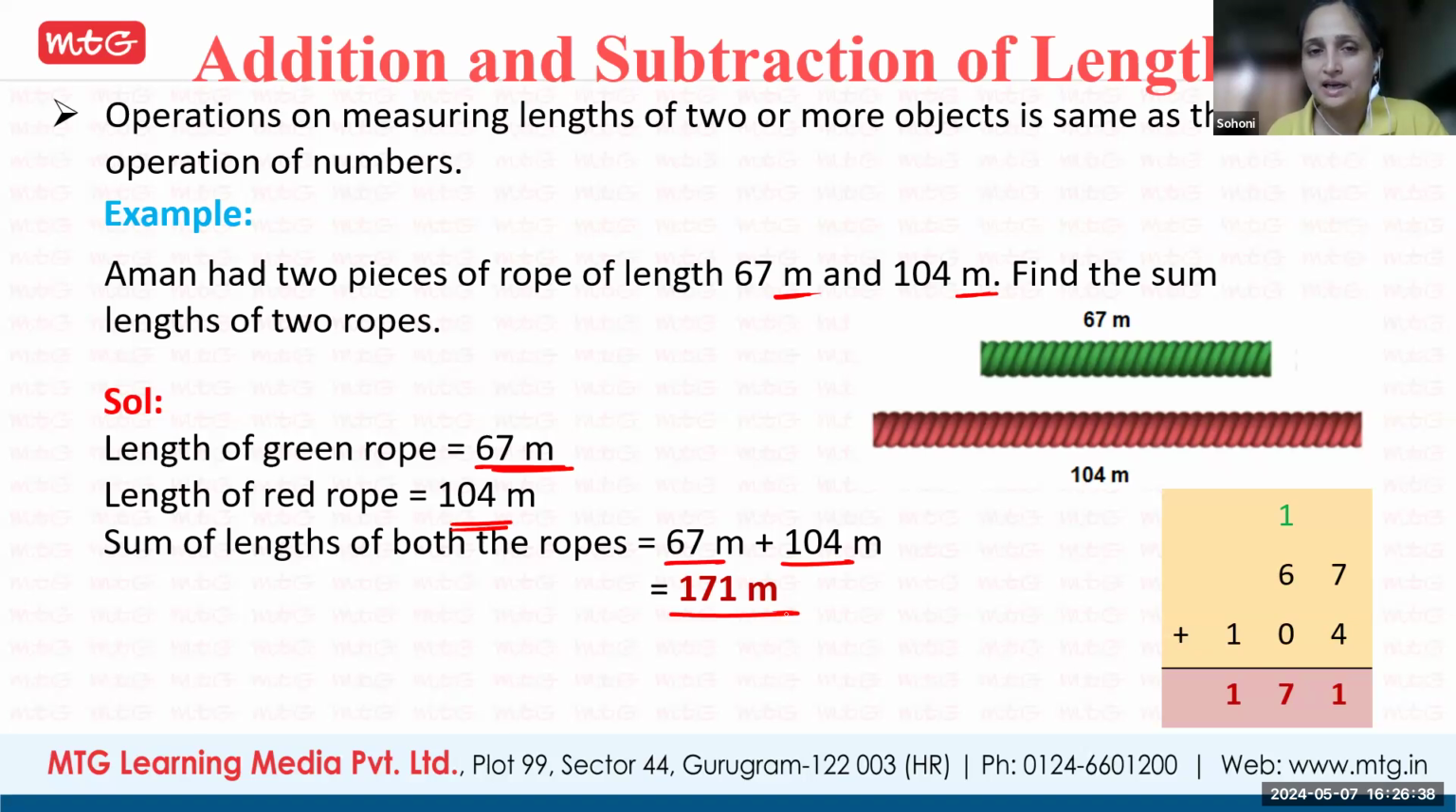So that means when we add or subtract lengths, for both the cases, you only have to add or subtract the numbers. And after that, in your answer, you just have to put the unit of the length. Normal addition and subtraction of numbers and then put the unit of the length. Is it clear? Normal addition and subtraction.